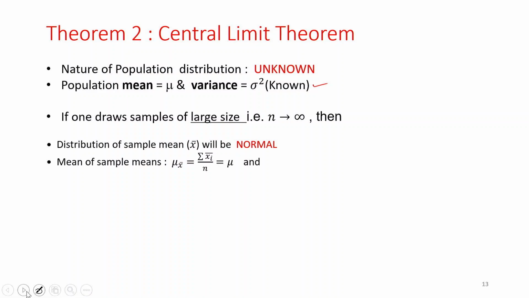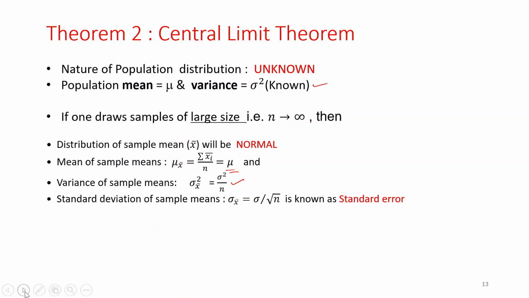So the mean of sample means, mu x bar, is going to be mu, and the variance of the sample mean, sigma squared x bar, is going to be sigma squared by n. Therefore, the standard deviation of the sample means, sigma x bar, is going to be sigma by root n, which is also known as the standard error, which we have already stated.